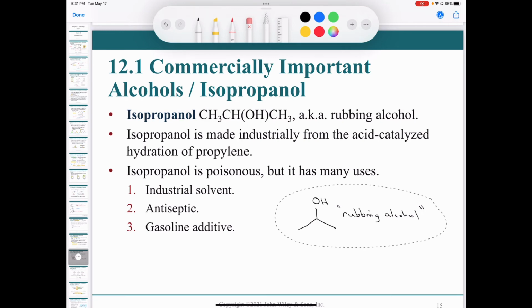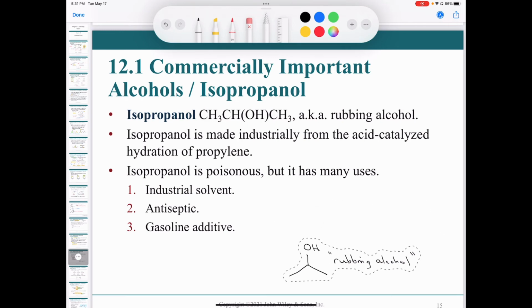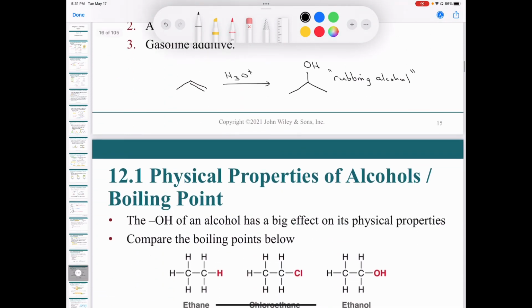So if we think about what propylene is, let me just move this down here. Propylene is nothing more than propene. And if we take propene and we treat that with H3O+, well, it's going to add in a Markovnikov fashion. And the rich are going to get richer, and we're going to end up with 2-propanol. It's used, again, as a solvent. It's also used as an antiseptic, and that's normally why people buy it at the drugstore to clean wounds or something like that. And it's also used as a gasoline additive. So also found in gasoline, not just ethanol, but also isopropanol.